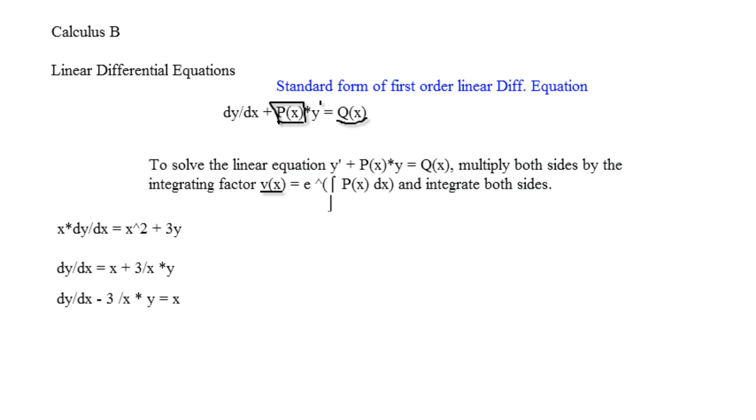Now what I'm going to do is recognize that this is my p of x, and I'm going to plug that in for the integrating factor. So the integrating factor is going to be v of x equals e to the integral, I'm probably just going to use a capital S to represent the integral, of negative 3 divided by x dx. As I work on this, this is going to be e to the, let's go parentheses, negative 3 natural log of the absolute value of x.